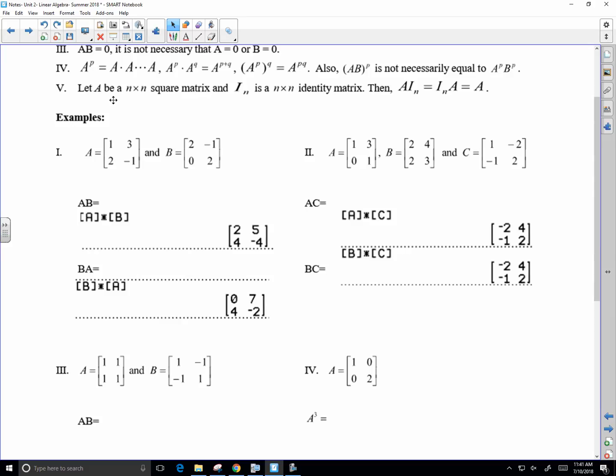The obvious case here in 3, AB, the product of A and B, is equal to 0. If that's the case, it's not guaranteed that A equals 0 or B equals 0.